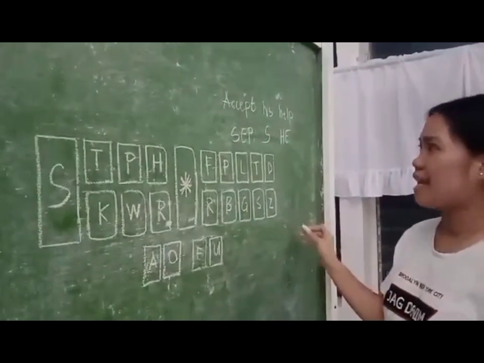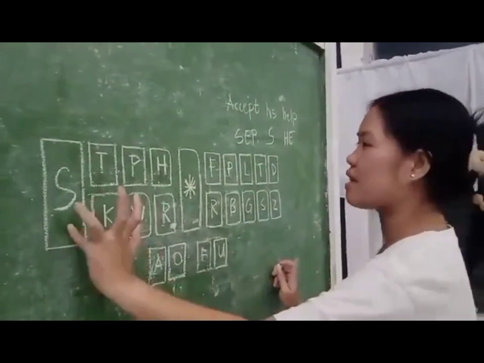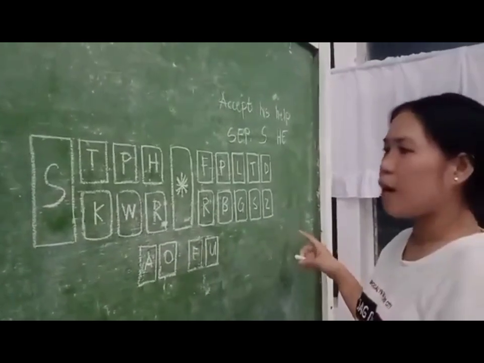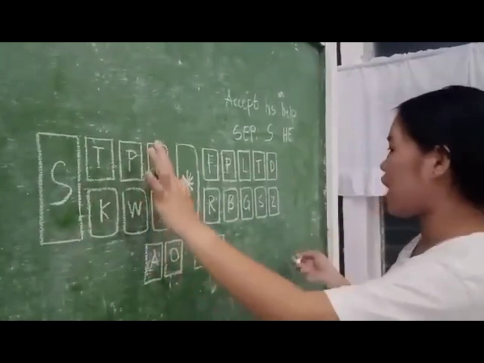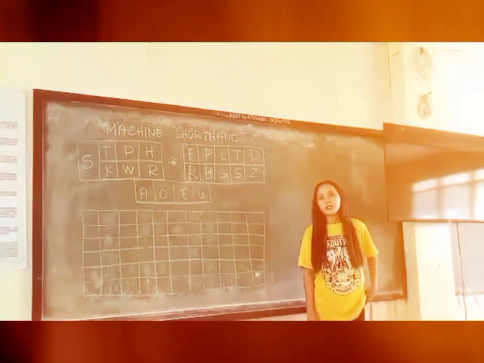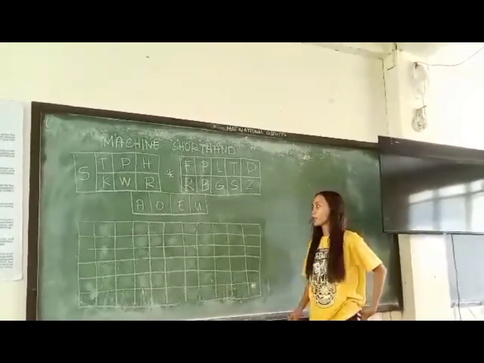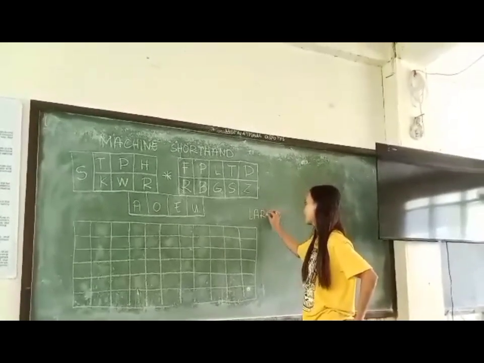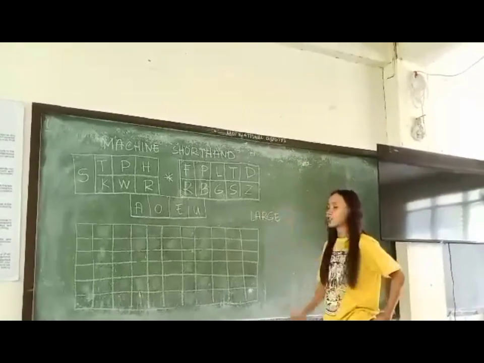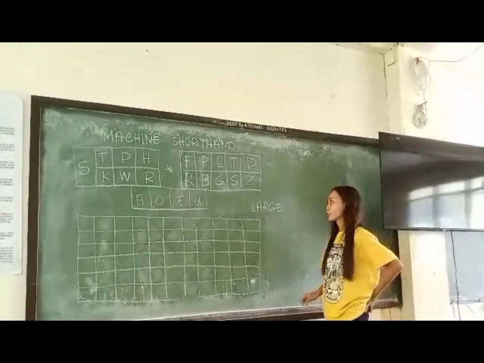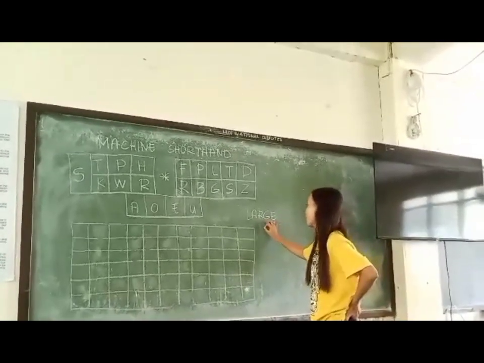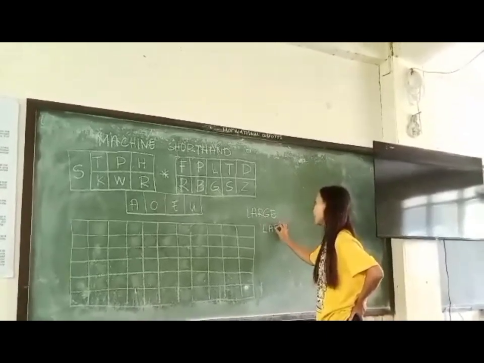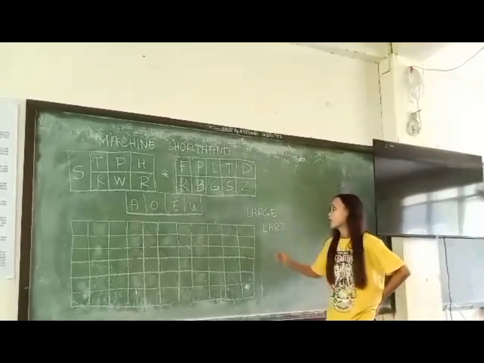For the word his, depress initial S. And for the word help, depress initial H and vowel A. So the first example of word is large. The sound pattern of large is initial L, vowel A, final R, and final G.